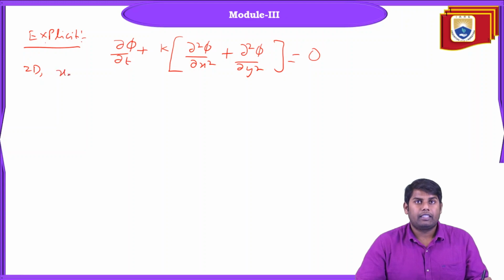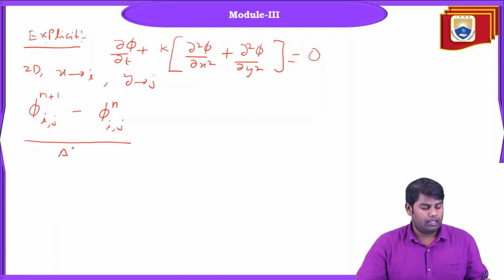The x will have index i, comma y will have index j. Okay, so this is what we have. Now, how do we write this equation? We have phi of i comma j to the power of n plus 1 minus phi of i comma j to the power of n, divided by delta t. So this is the first term of the equation.